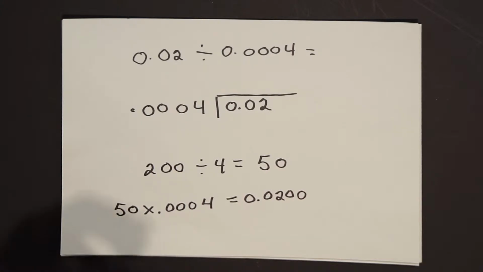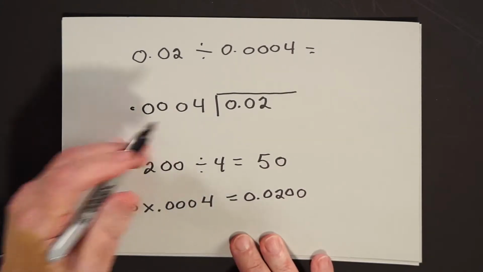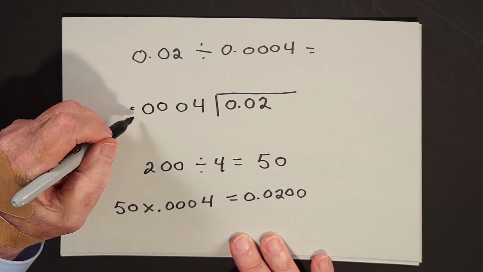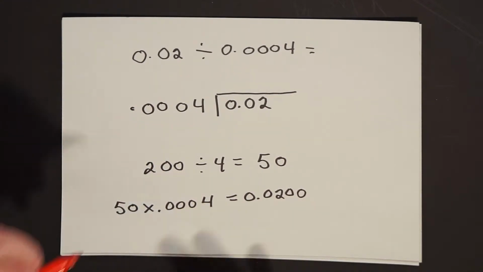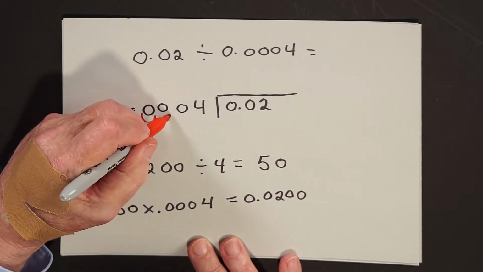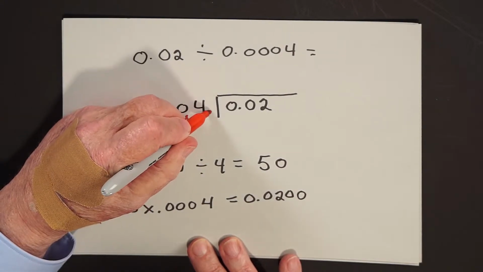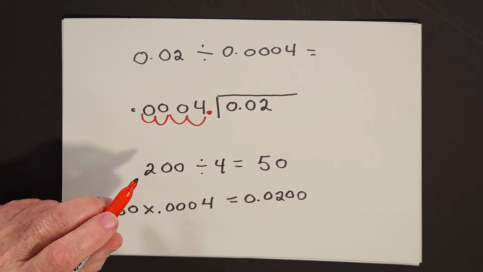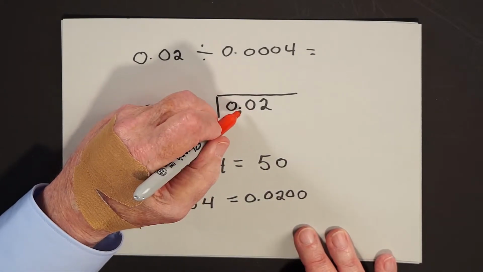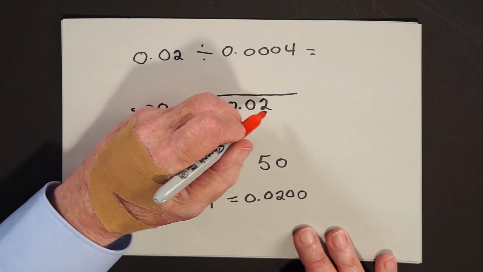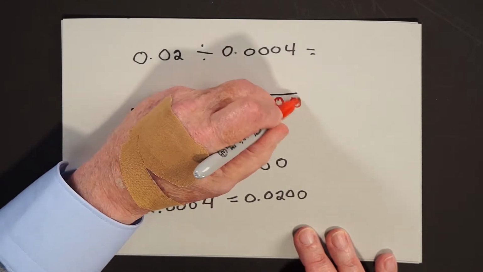See, what they said to me in school was, oh, look, don't worry about this. You can make this a whole number. All you have to do, and it's simple, is move the decimal point 4 places here, and that will make this a whole number. And then you do the same thing in here, move the decimal point 4 places. Well, there's only 2 places, so I'll put in 2 zeros.